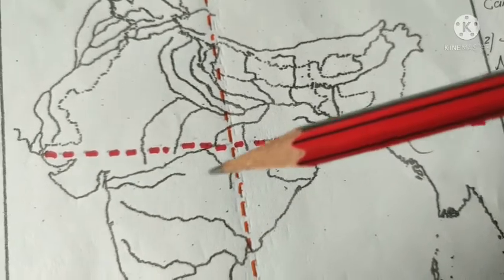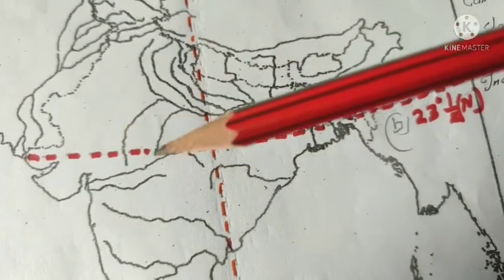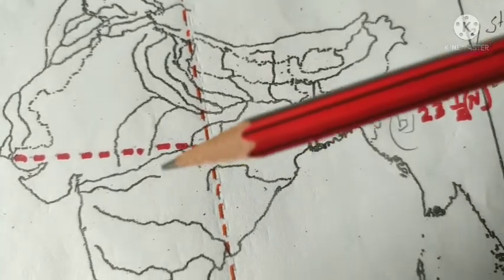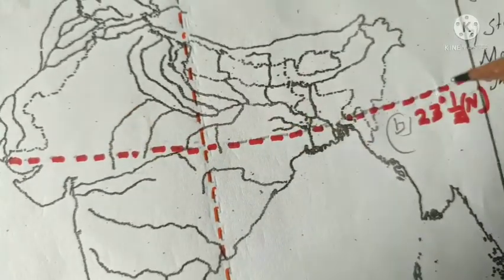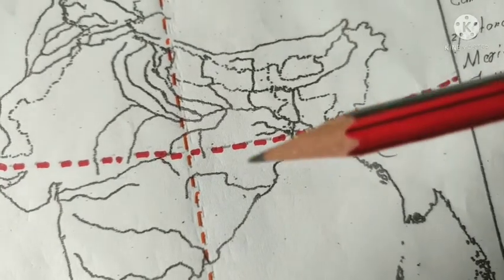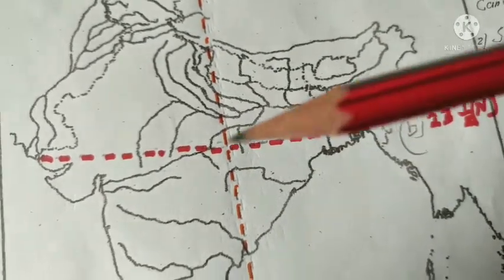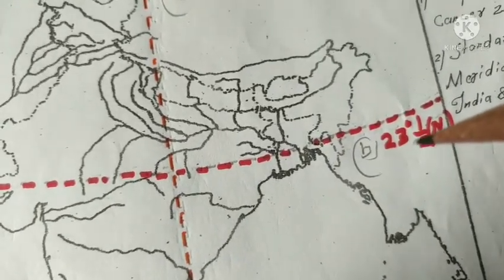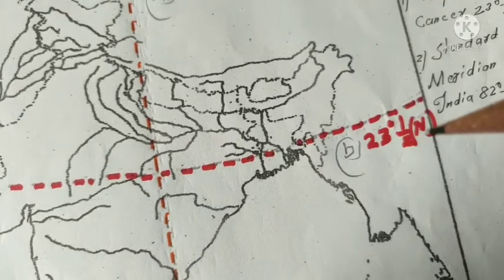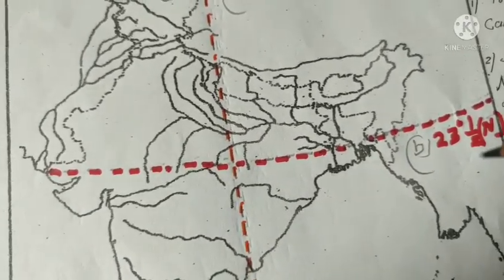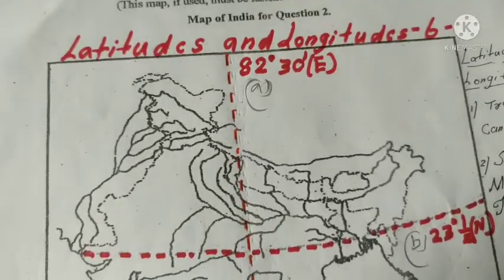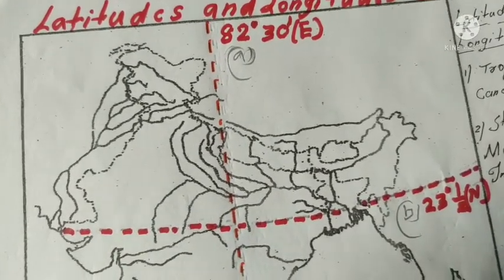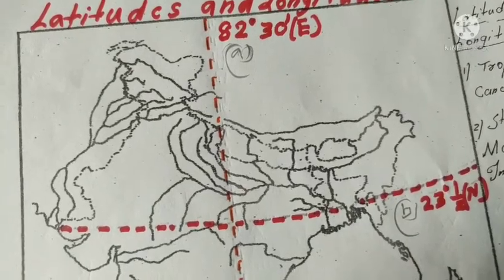And the fifth instruction is that you should never use any scale to draw the Tropic of Cancer, because that is not possible. This is a curve-like shape. Then you can use a pencil for drawing this. You have to draw this in a broken line, and at last you have to write the degree also, that is, 23.5 north. If there is no degree written by you, you will not get the mark also. So these are the things you have to keep in mind while drawing the standard meridian as well as the Tropic of Cancer 23.5.